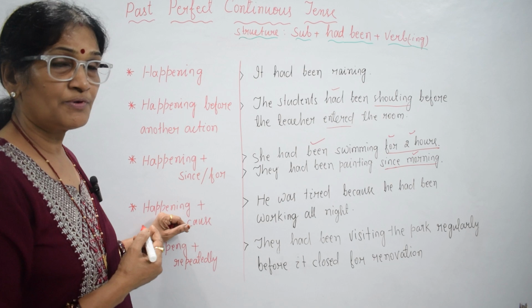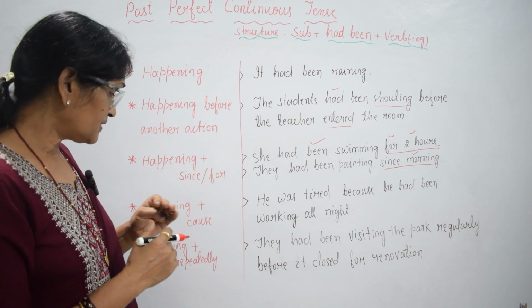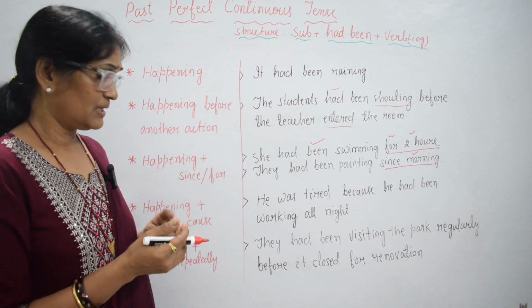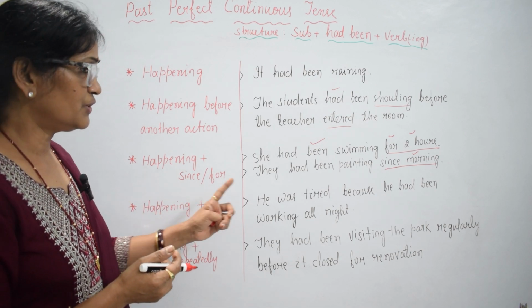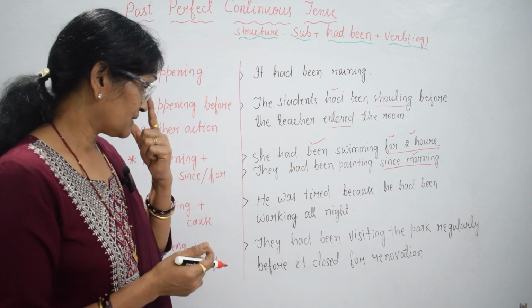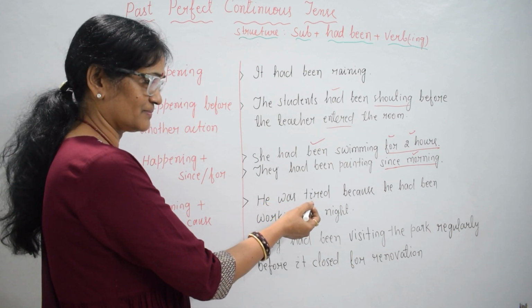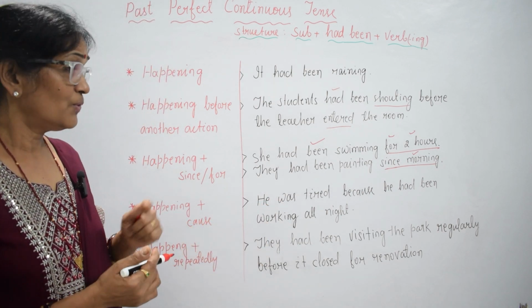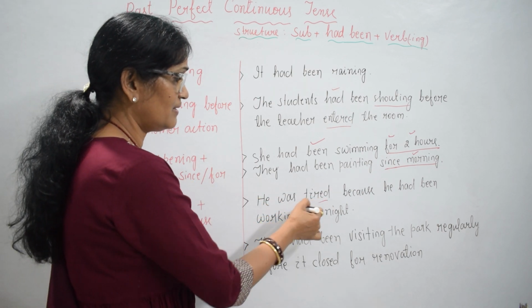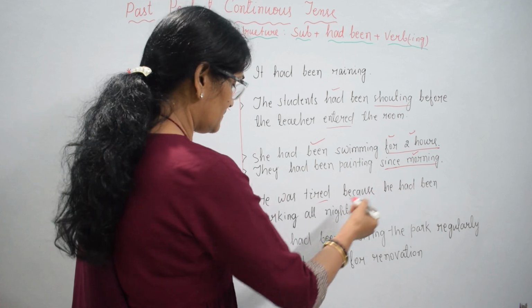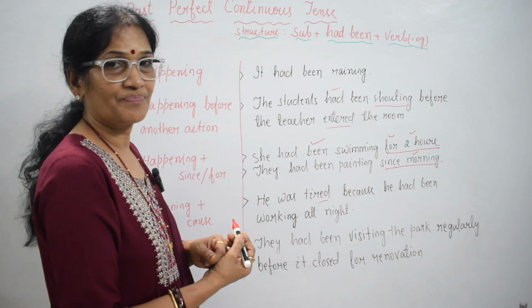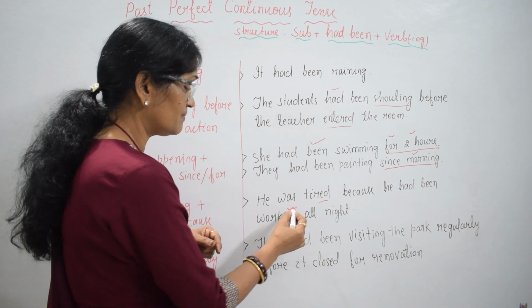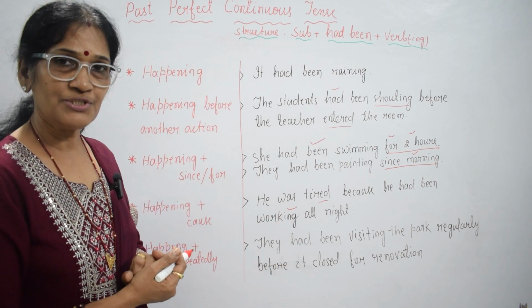We use past perfect continuous tense when something was happening, something was going on, for some reason. Happening plus cause, we use past perfect continuous tense. He was tired, okay, because he had been working all night. What is the reason he was tired? The reason was he had been working all day. Okay, so he had been working all day is in past perfect continuous tense.